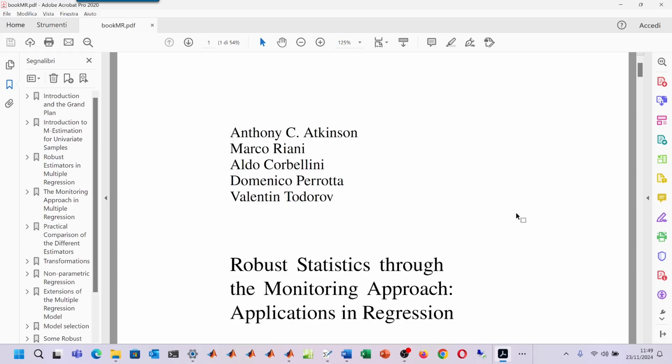We are going to talk today about some further analysis of data from our exciting new book about robust statistics, which we have written with three co-authors: Aldo Corbellini, Domenico Perrotta, and Valentin Todorov.